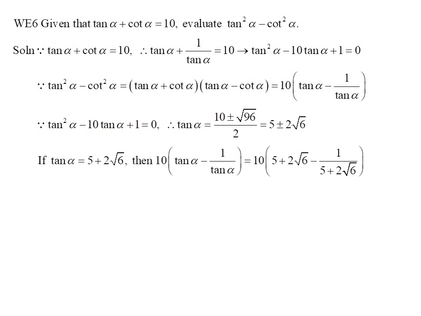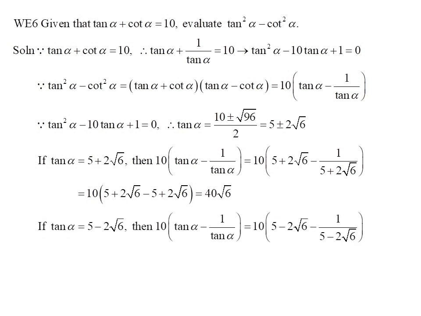So when tangent alpha equals 5 plus 2 square root 6, the original expression equals 40 square root 6 after being simplified. When tangent alpha equals 5 minus 2 square root 6, the original expression equals negative 40 square root 6. In summary, the value of tangent squared alpha minus cotangent squared alpha equals plus or minus 40 square root 6.